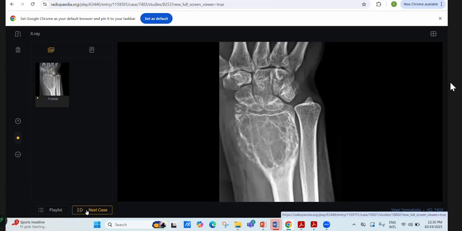Okay, this is a frontal projection of the wrist joint. Here I can see a large lucent lytic area with expansion. It is involving the metaphysis and extending into the subarticular location. It is showing multiple septations, and the medial and lateral margins appear slightly thinned out, and at some places I'm suspecting erosions. It is showing a slightly wide zone of transition.